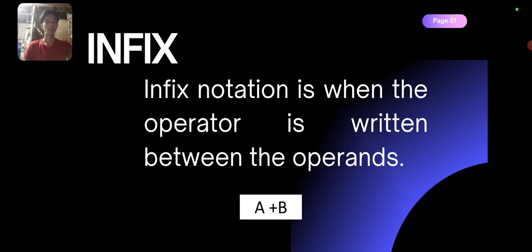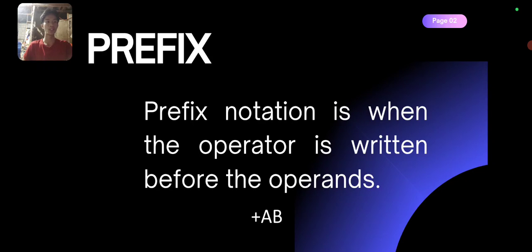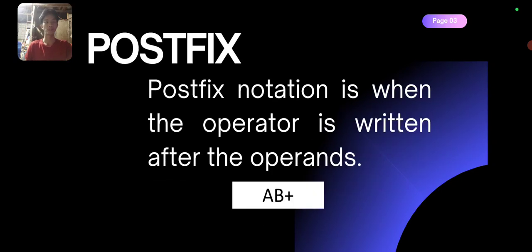Then prefix notation is when the operator is written before the operands. So in prefix, we write the operator first, then we write the operands, as you can see in the example, plus a b. That's prefix. And postfix is the opposite of prefix. We write the operands first, then we write the operator, as you can see in the one. So let's continue.